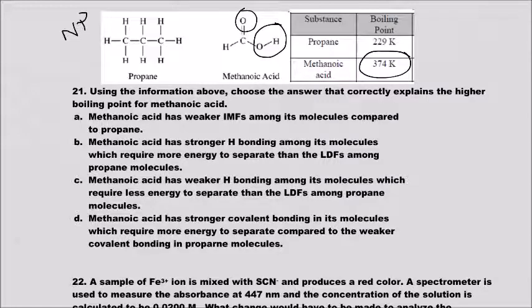So let's just look for the right answer. Methanoic acid has weaker IMFs. Well, that's not true because it has a higher boiling point. Methanoic acid has stronger hydrogen bonding among its molecules, which require more energy to separate than the LDFs among propane. Yes, very specific, and that is correct. Hydrogen bonding isn't weaker, and covalent bonding really has nothing to do with it. So 21 is B.